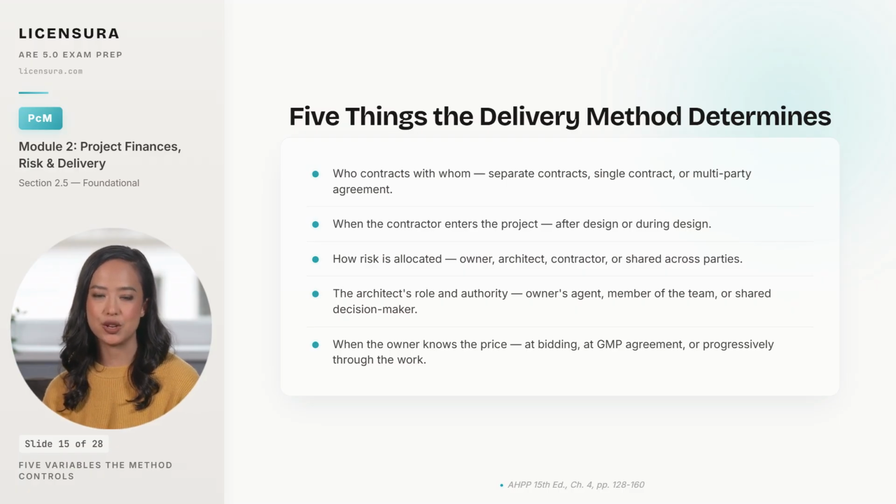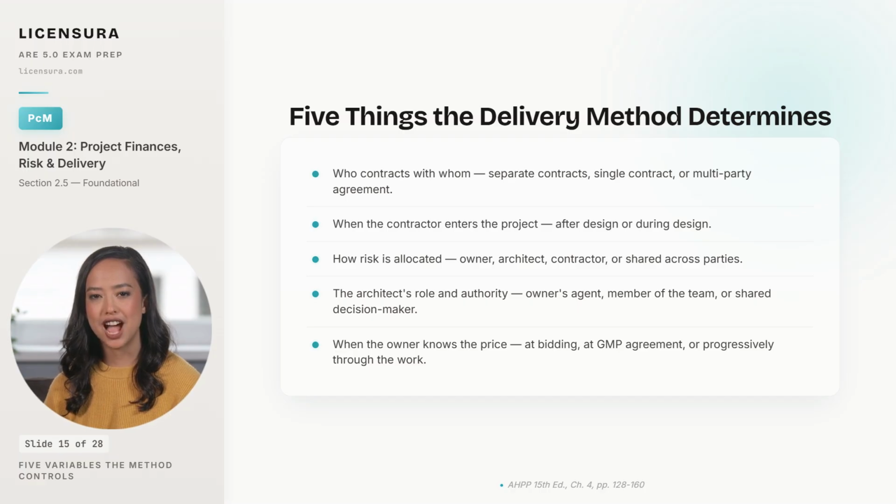The first is who contracts with whom. In some methods, the owner holds 2 separate contracts with no direct architect-contractor relationship, while in others, a single or multi-party agreement governs all parties. The second is when the contractor enters, sometimes after design is complete, sometimes from the earliest phases providing constructability input.